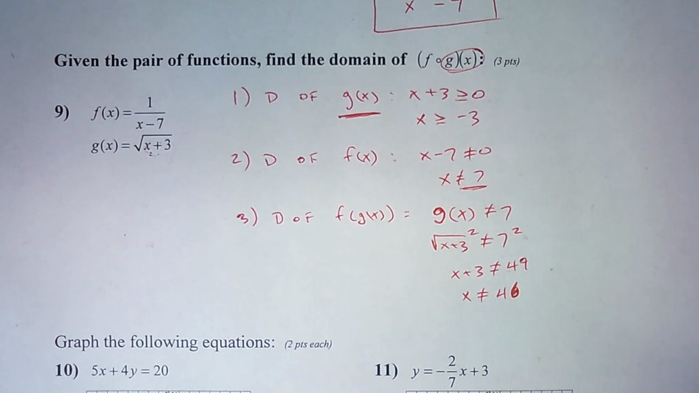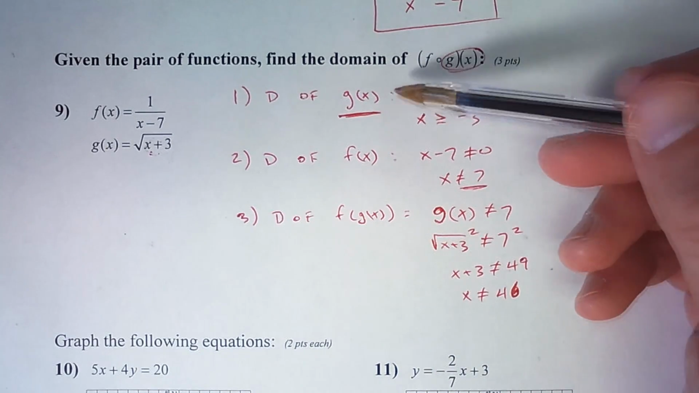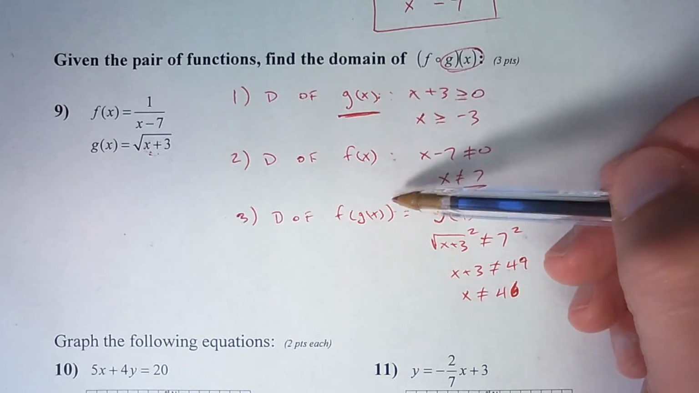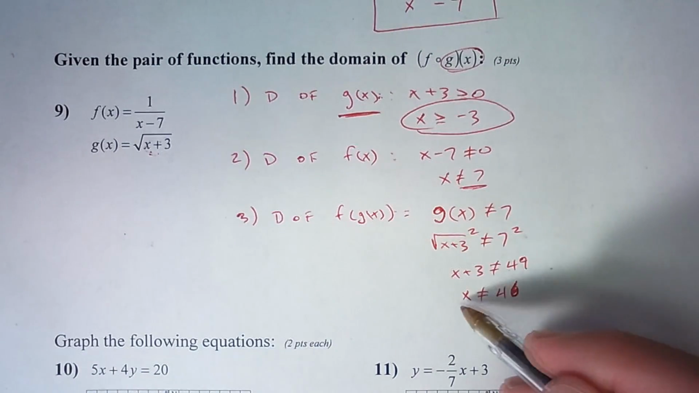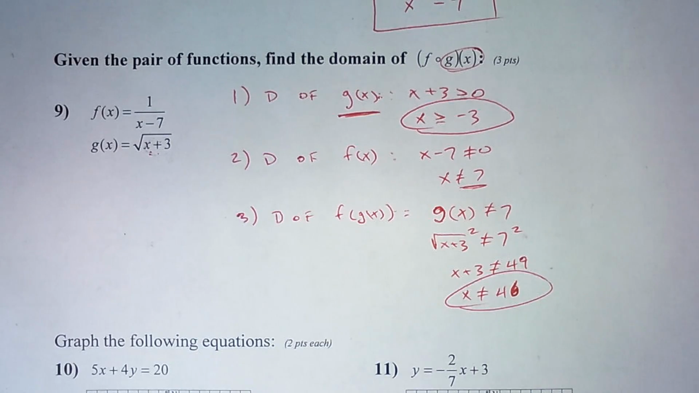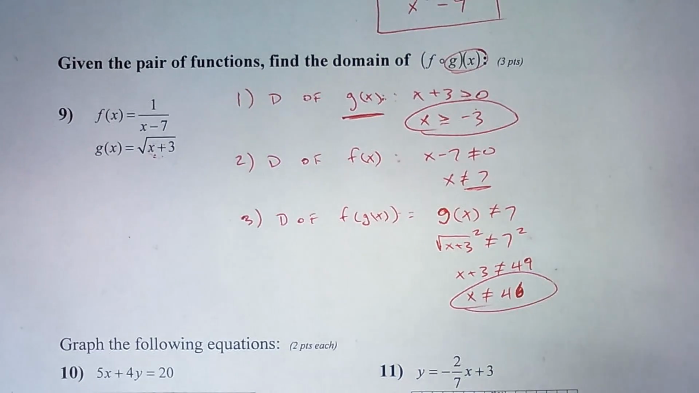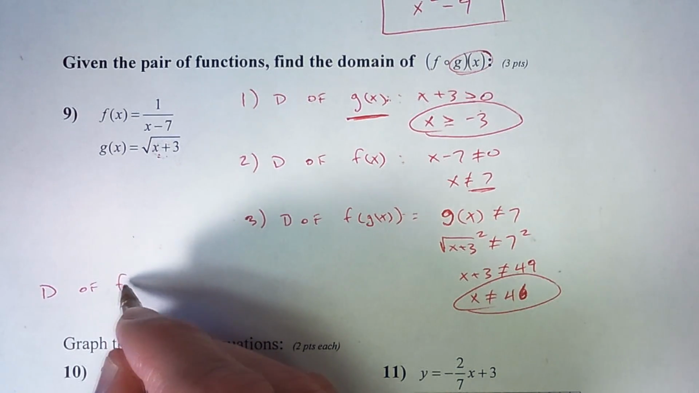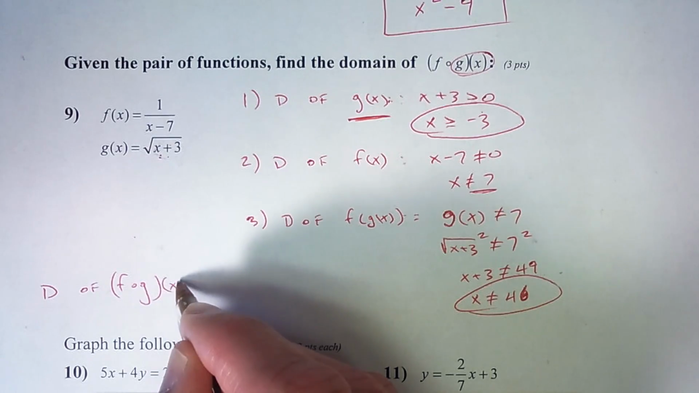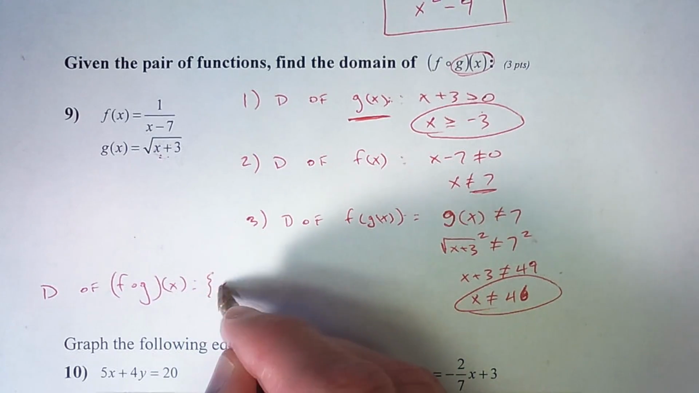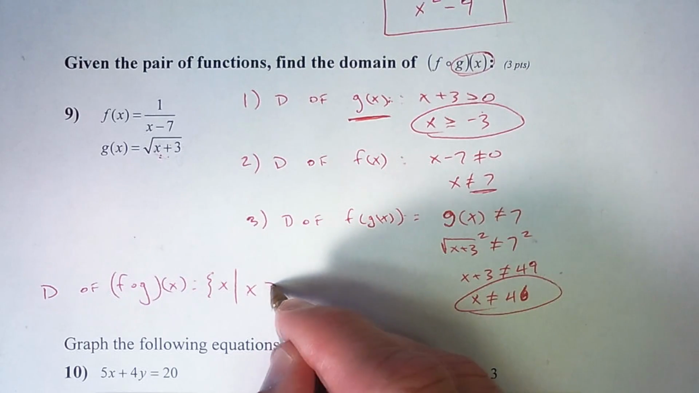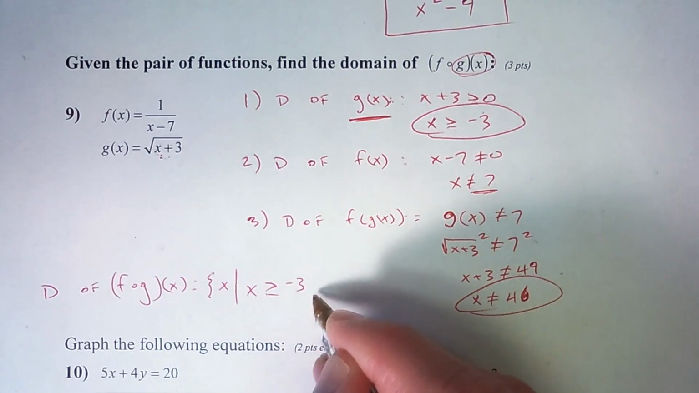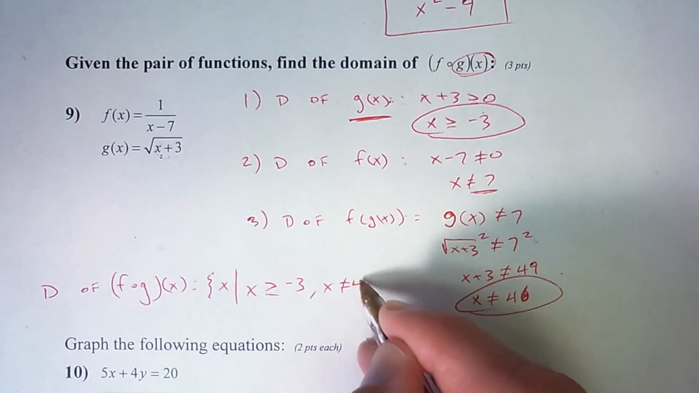So when I'm finding the domain of f of g of x, my final domain has to satisfy the inner function and this composition. So I'm using this and this in my domain, the inner function and the composition. So the domain of f of g of x is the set of all x such that x is greater than or equal to negative 3, but x does not equal 46.